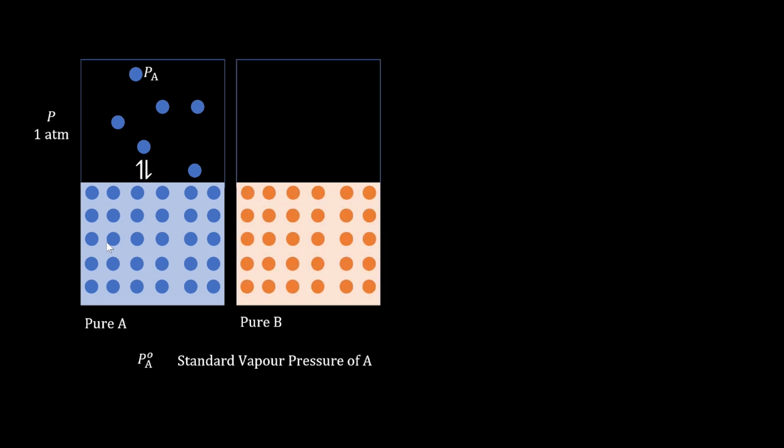Similarly, for B, let's say there are some B atoms in the vapor state. Obviously, the numbers will be different here, 6 atoms here, 4 atoms there, because these are two different elements. They will have two different standard vapor pressures. So for B, it is this.